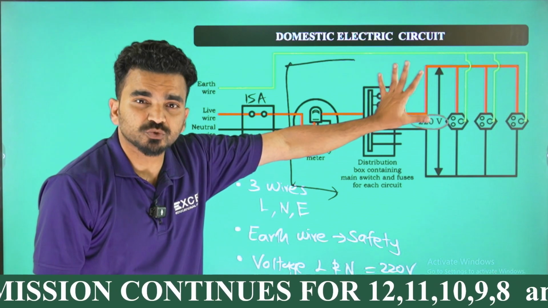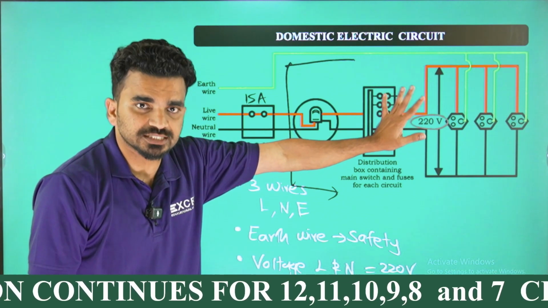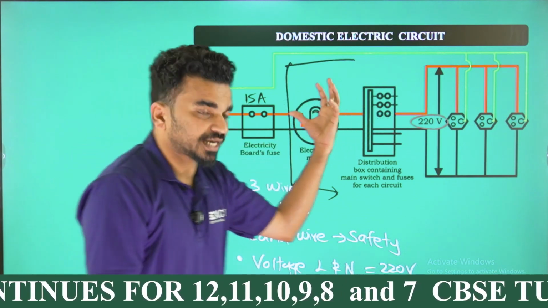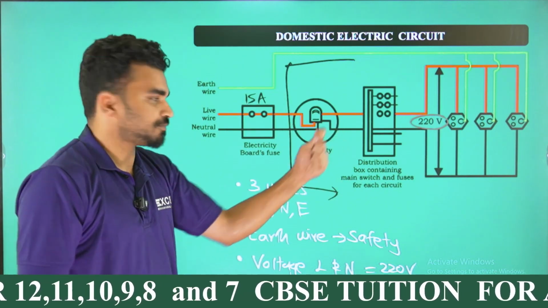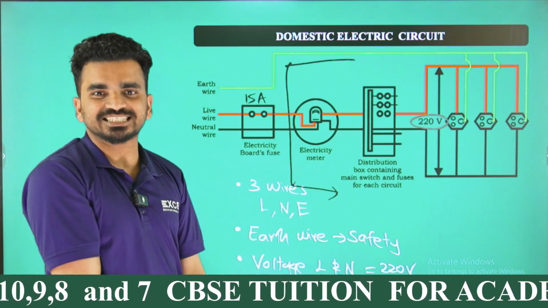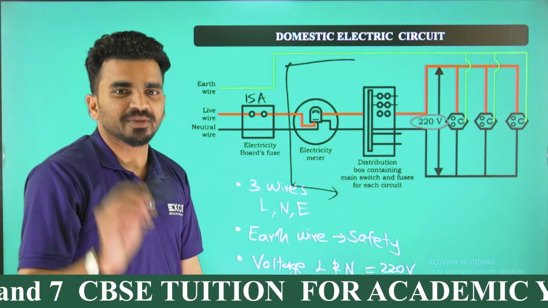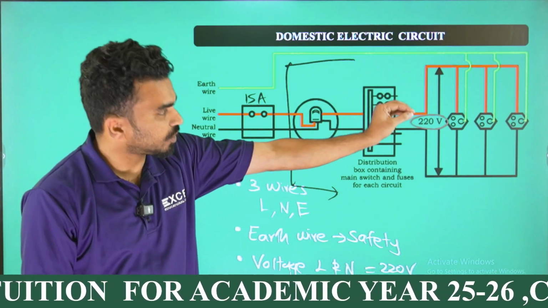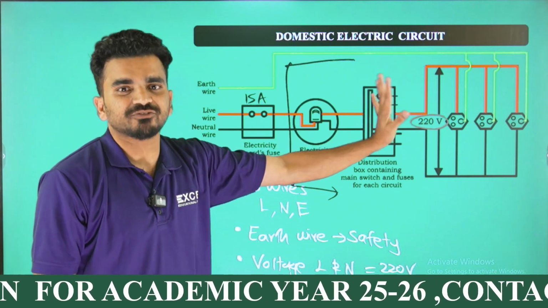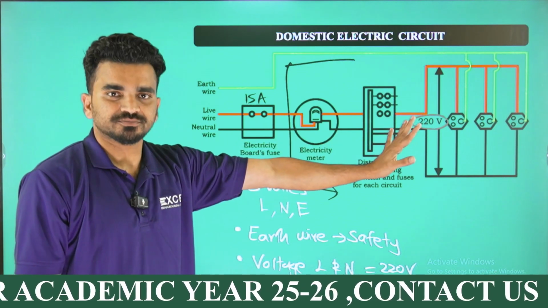Whenever any short circuit or fault happens, or overloading takes place, that demands what? More current. When more current passes, the fuse wire will melt. The fuse wire will melt, so the circuit becomes broken. Hence that current won't reach there and won't create any fire. We will be happy. Okay?